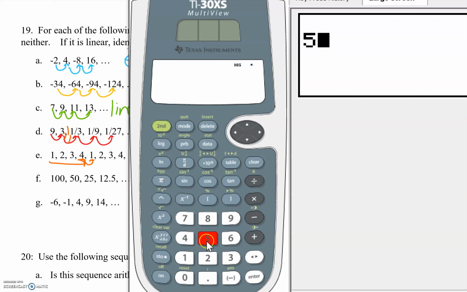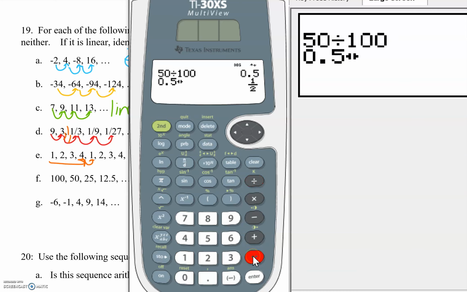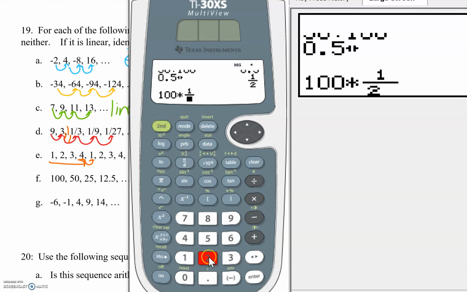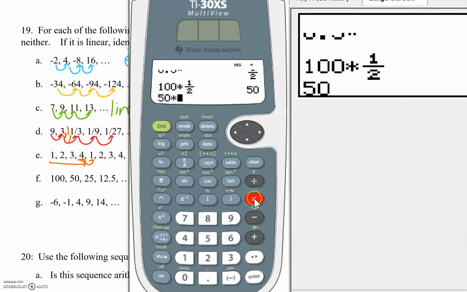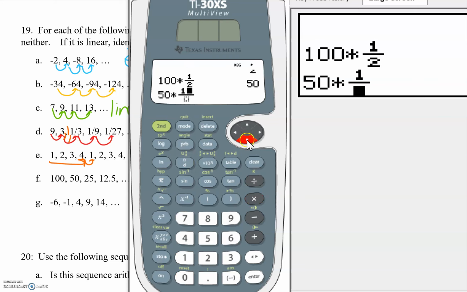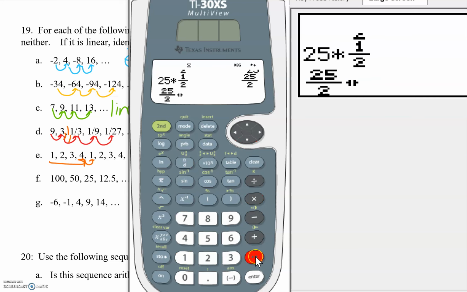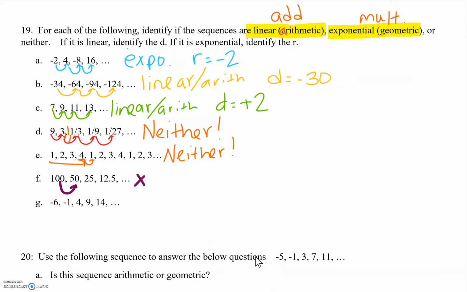Well, let's try fraction. Let's try this exponential. Second term divided by the first term gives you a 1/2. Half of 100 is going to be 50. Half of 50 is going to be 25. Half of 25 is going to be 12.5. Yes, we are taking this times a 1/2. If it's multiplied, then we know that that is an exponential function, or called that geometric.